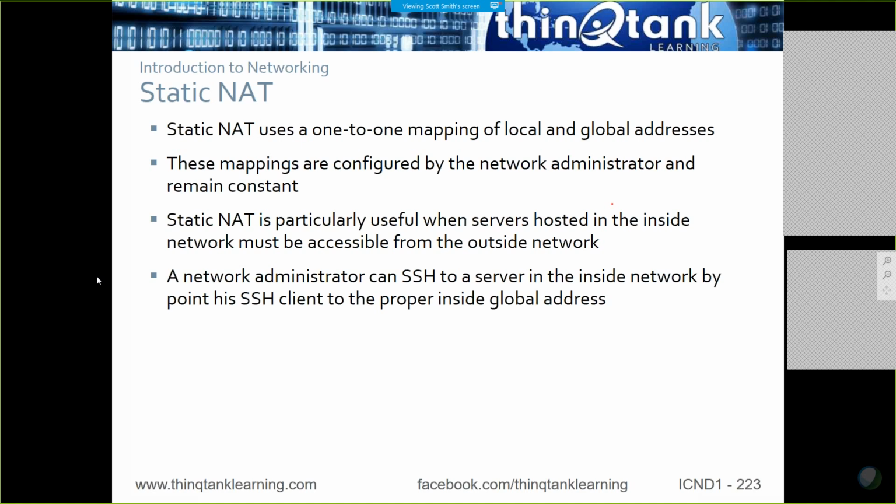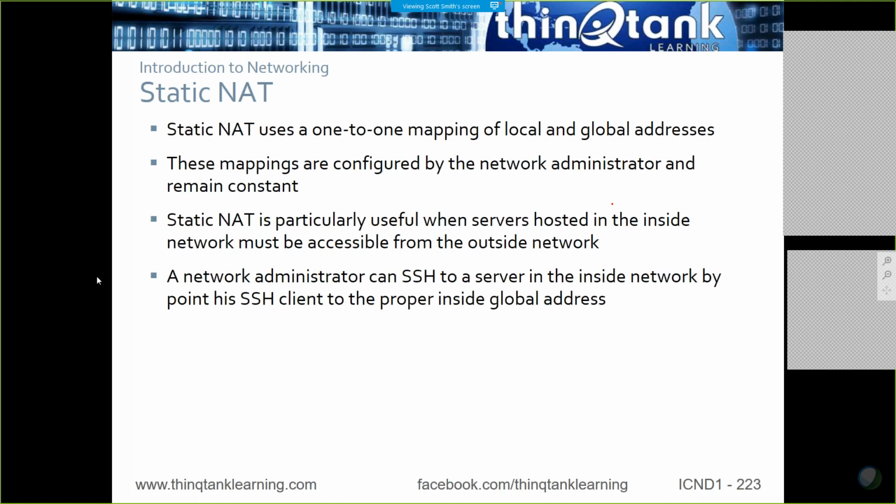Now you know what local and global means, right? You see the word local, you think private. You see the word global, you think public, period. If there's anything you get from this chapter, that should be it. Local is private, global is public. Okay? Static NAT uses a one-to-one mapping of local private addresses to public addresses. Okay? These mappings are configured by the network administrator because they're static. It's like doing something called a static route.